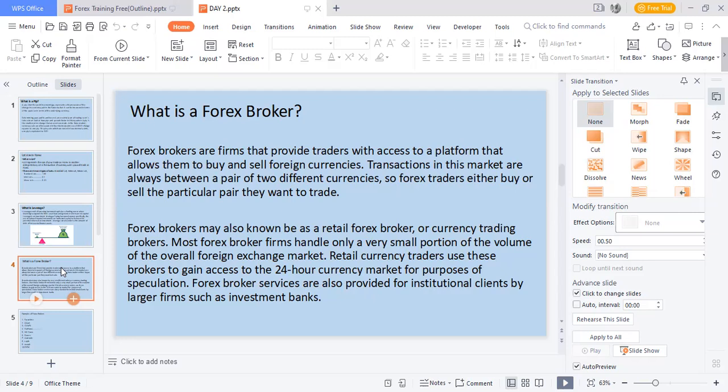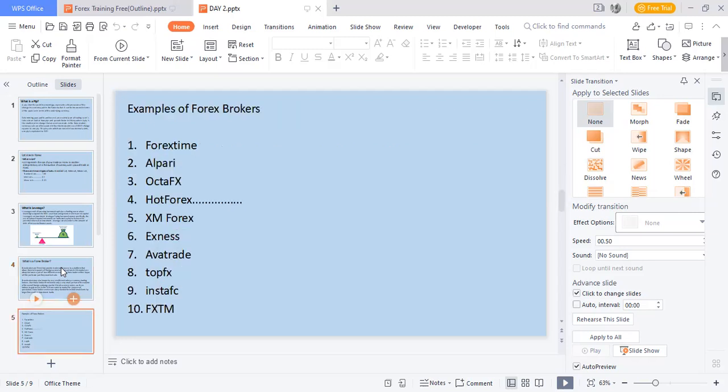Now, types of brokers. The broker I use is called Hotforex. The broker I use is called Hotforex. And Hotforex has been in existence for so many years. 10 years and above is not a joke. FXTM is another good broking firm.